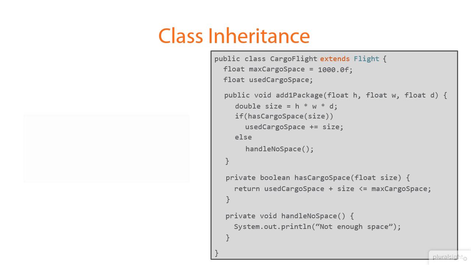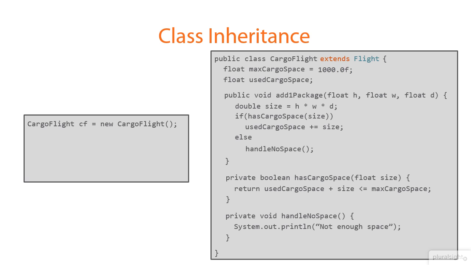To use this, we can go out here and just declare a cargo flight reference and new up a cargo flight. Then we can, of course, add a package to it. Right? So in this case, we're adding a package with a height of 1 foot, a width of 2.5 feet, and then a depth of 3 feet, right? Giving us a total size of 7.5 cubic feet. We add that into our cargo flight.